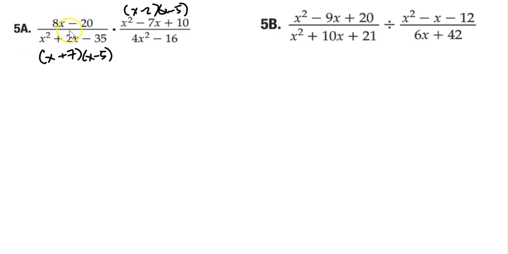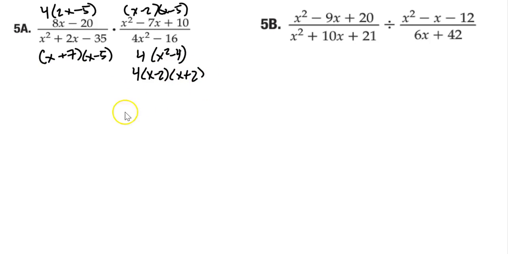Here, a lot of people overthink this. What do they have in common? There's only two things. And they have a 4 in common. So you're left with 2x minus 5. Over here, what do they have in common? They have a 4 in common also. So you have x squared minus 4. And then you can actually factor it some more. It's a difference of two squares. x minus 2, x plus 2.